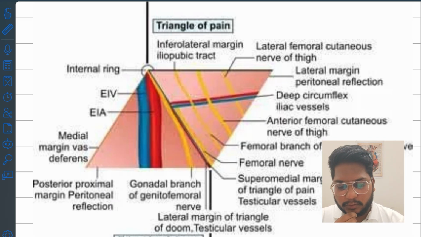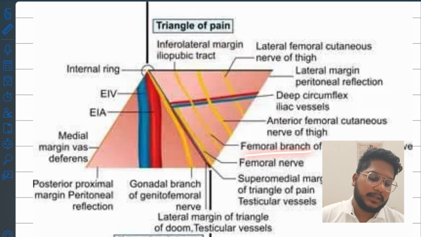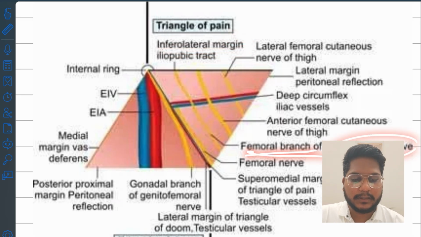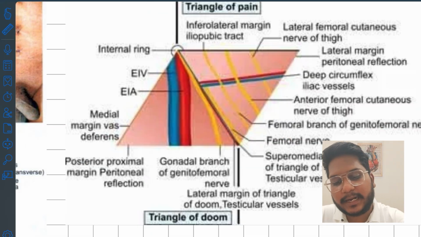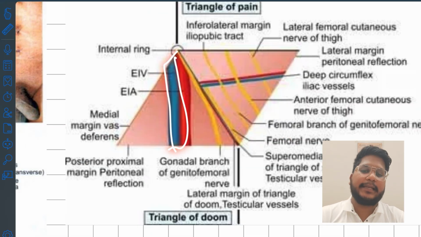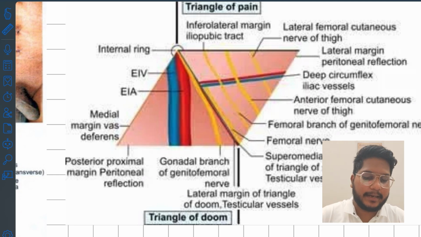The contents of the triangle of pain are the lateral femoral cutaneous nerve of thigh, the femoral branch of the genitofemoral nerve along the inferolateral margin, and the anterior femoral cutaneous nerve of thigh. And the contents of the triangle of doom are the external iliac vessels, the external iliac vein and artery.